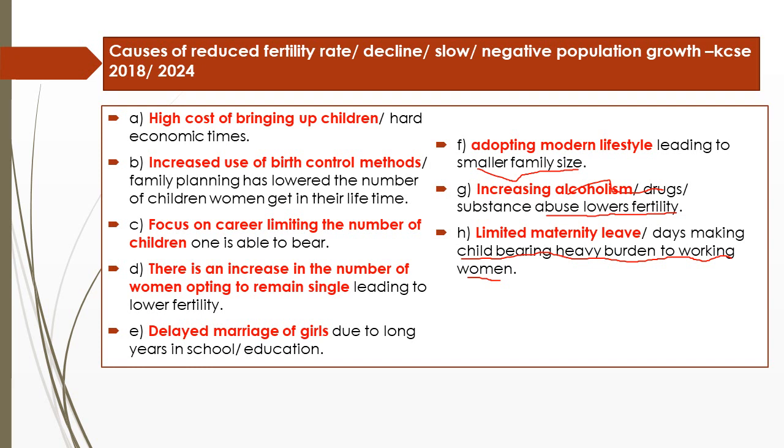There is delayed marriage, especially among the girls, and this is because most of them are spending very many years in school. A very good example is where by the time you are 18 years, you're in Form 4. Then you spend another 4 years in the university. That's around 22. Then probably you opt to go for further studies, you spend another 3 years.